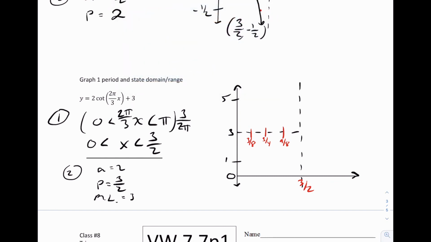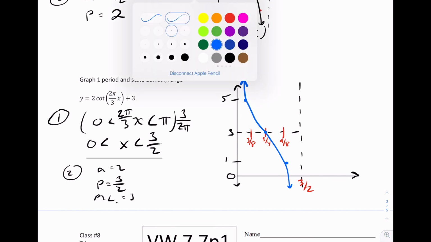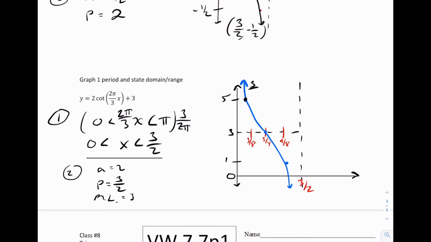Now let's put our points down. There's your middle point. We can see it's a regular cotangent graph, so we'll just make it go down or decrease. And let's draw it in. So now let's label these points here. That's 3 over 8, 5, 3 over 4, 3, and 9 over 8, 1. Our domain is x such that x cannot be 0 plus 3 over 2k, and the range is all real numbers.